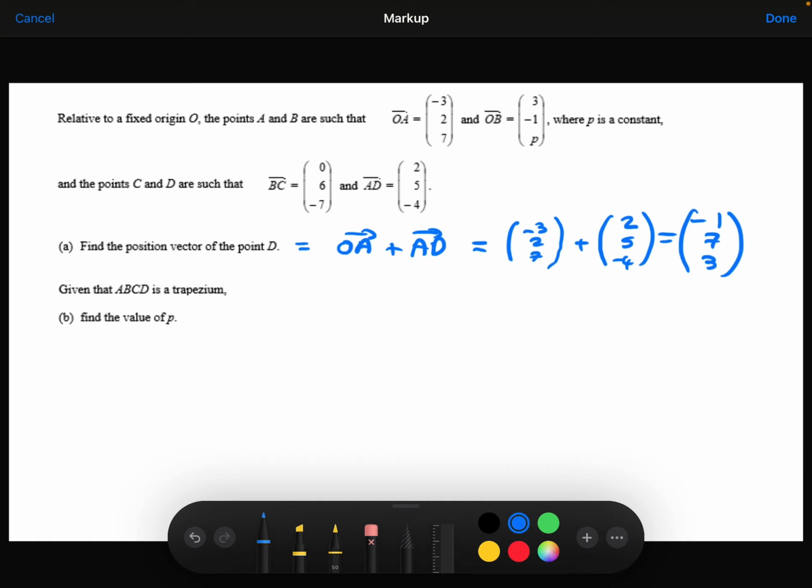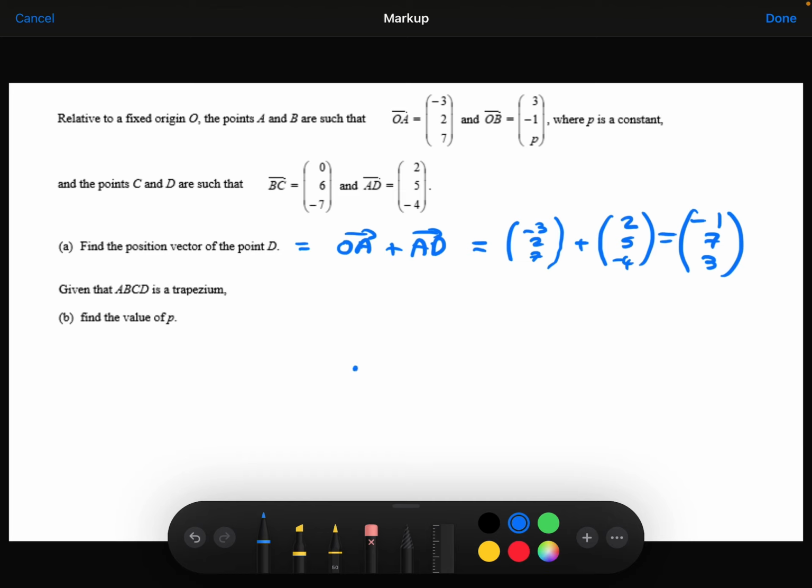We're then told that ABCD is a trapezium. Find the value of p. Right, so let me just draw a little sketch of this thing then. A, B, C, D.